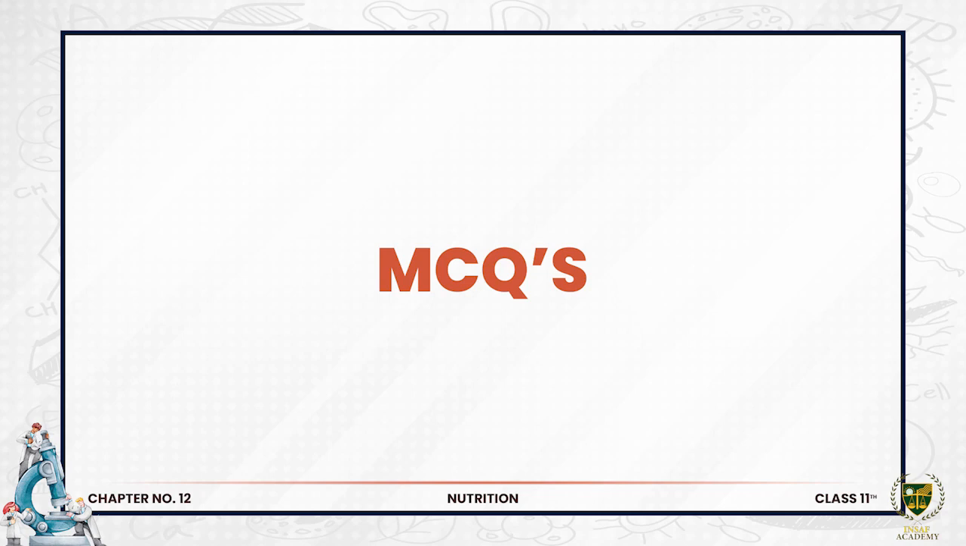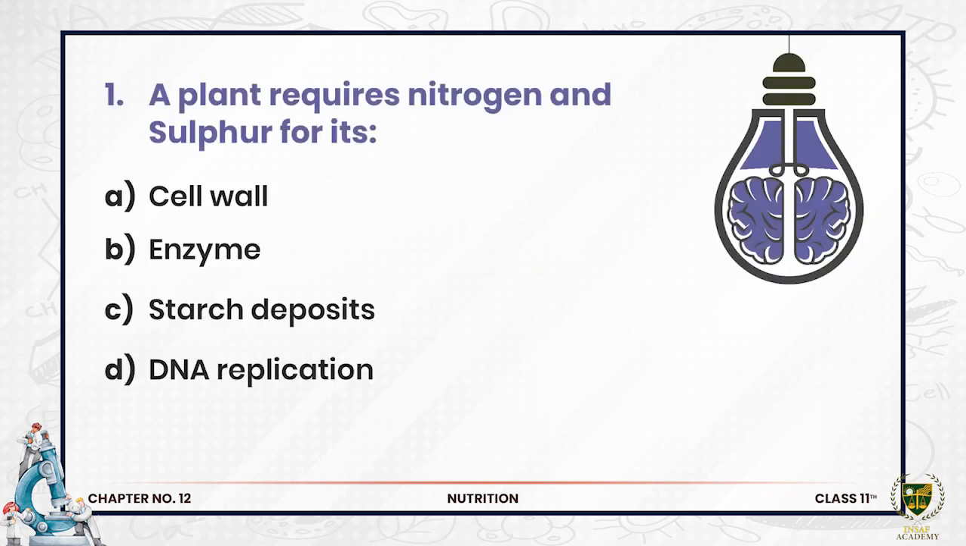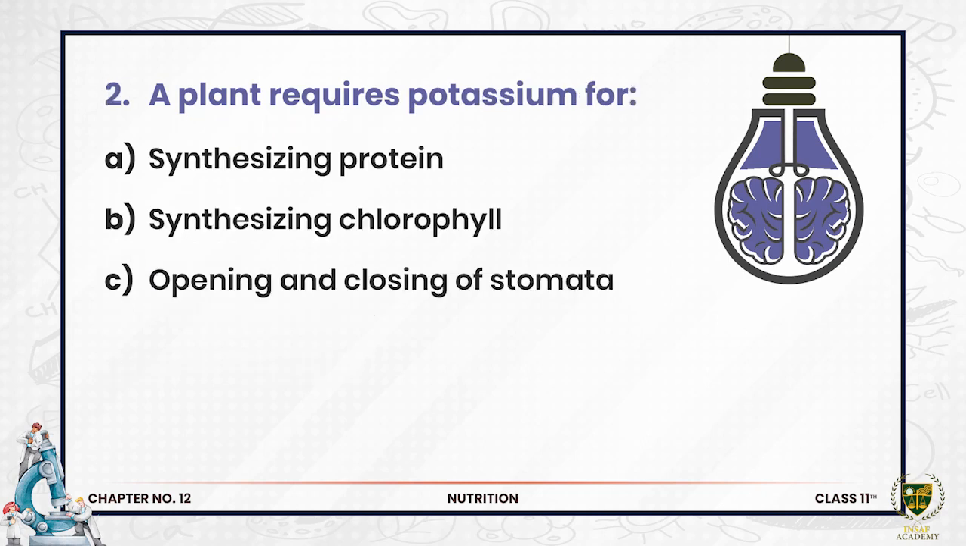So, MCQ number 1, a plant requires nitrogen and sulfur for its option alpha cell wall, beta is enzymes, Charlie is starch deposits, and delta is DNA replication. So the correct answer is beta option, that is enzymes. MCQ number 2, a plant requires potassium for alpha option synthesizing protein, beta option synthesizing chlorophyll, Charlie option opening and closing of stomata. So that is the answer, opening and closing of stomata.